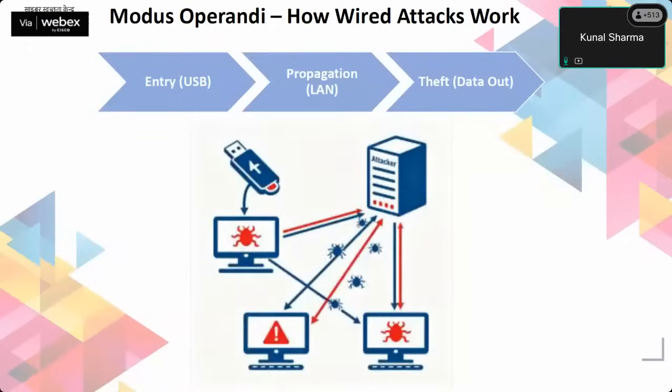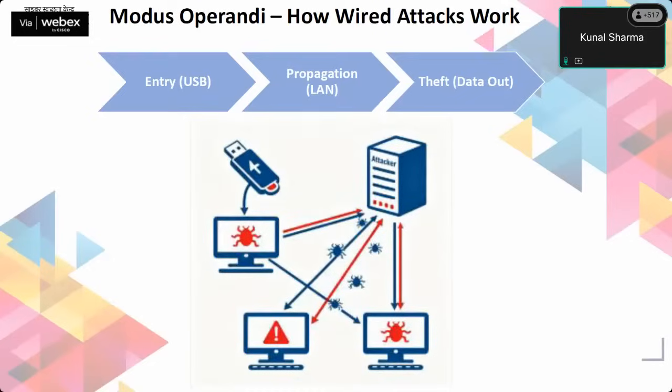Now, what is the basic modus operandi, or how does the attacker work? I have shown a very simple diagram wherein there is an entry stage, then the propagation stage, and then the data is gone to the attacker. How does it happen? I have shown it through a simple example of a malicious pen drive. The user or some attacker plugs it into a single device on our network. It infects that device.